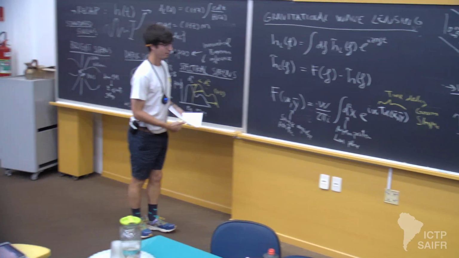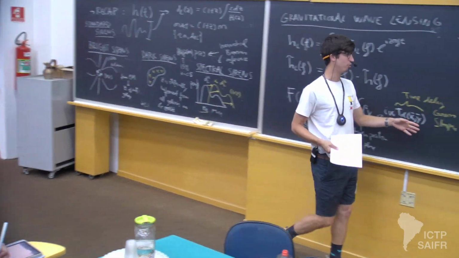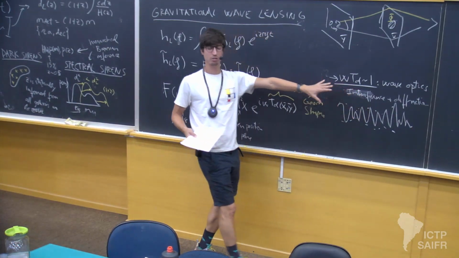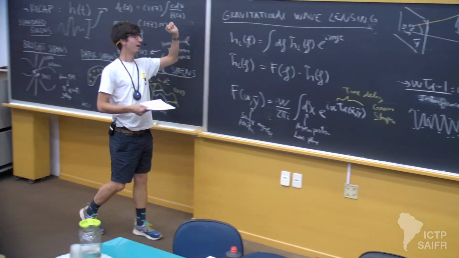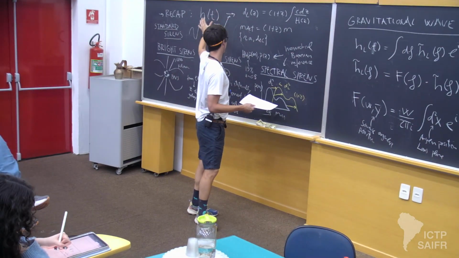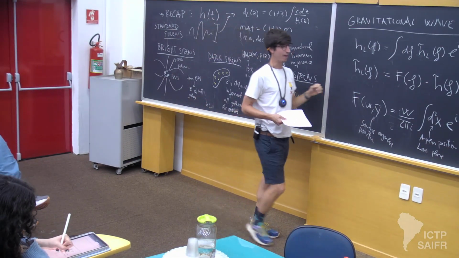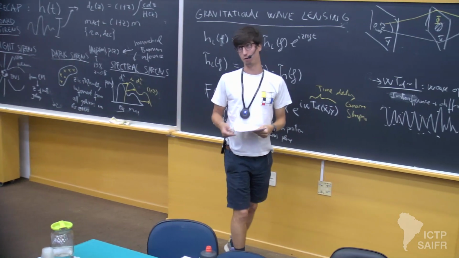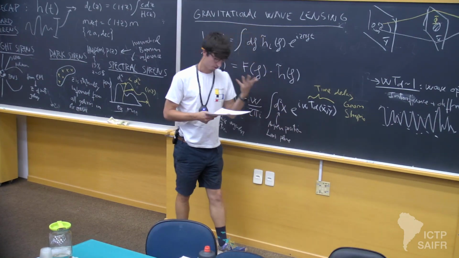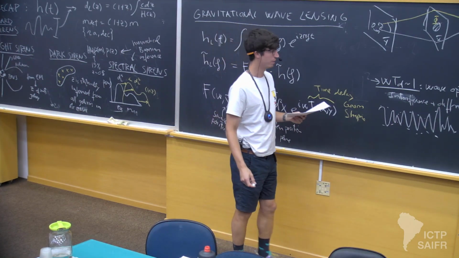So this is interesting because what this means is that you will change the predictions of the waveform compared to general relativity without lensing, and that's something that you can look for in the data. And we will see today, roughly speaking, how you do that.